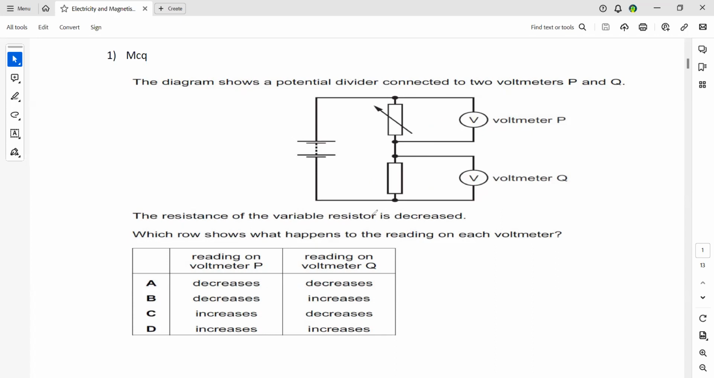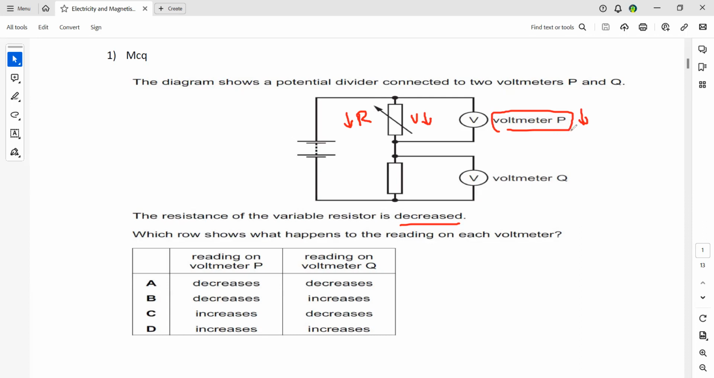The resistance of a variable resistor decreases. So this is a variable resistor and we reduce the resistance. If we decrease the resistance, what happens to the voltage or potential across this? That will decrease. So the reading on voltmeter P will decrease. And because it's a potential divider circuit, what happens? If on one side the voltage decreases, the other side the voltage should increase, because the sum of the voltages should be the same.